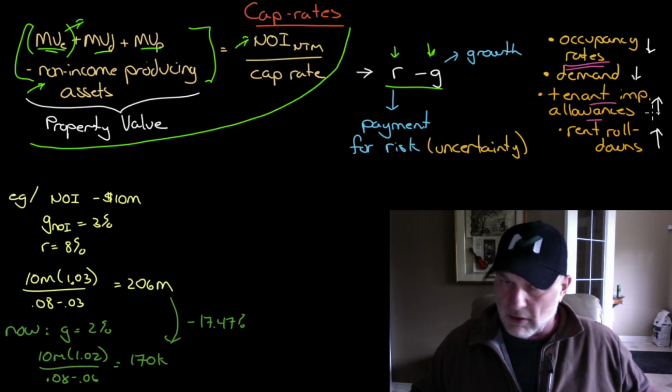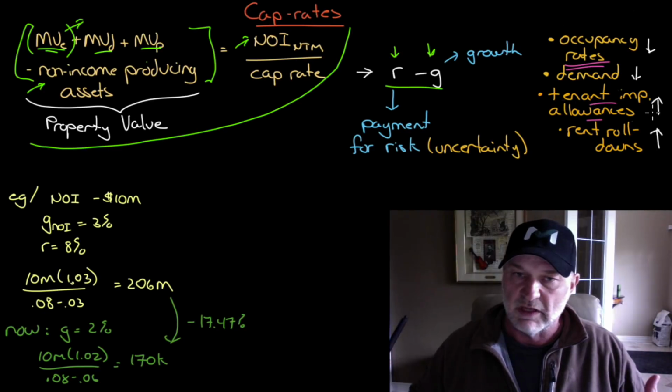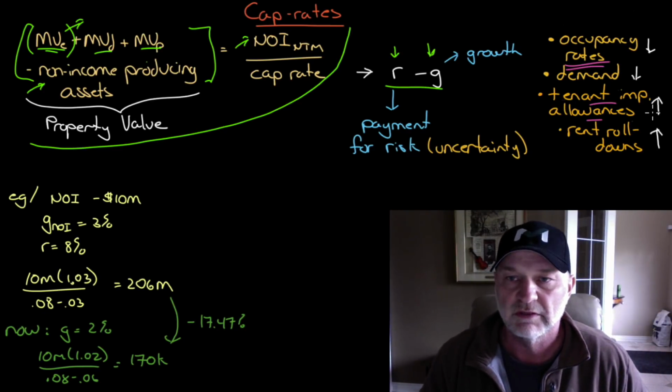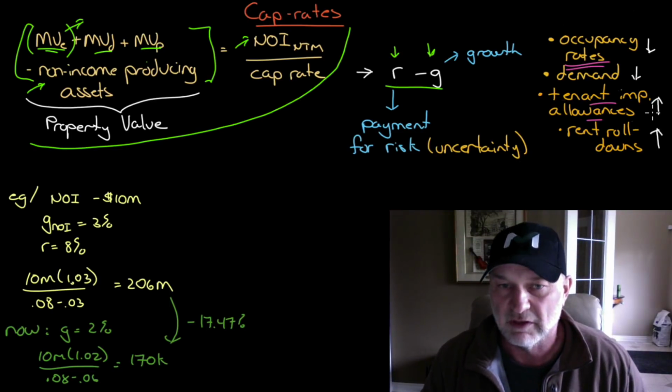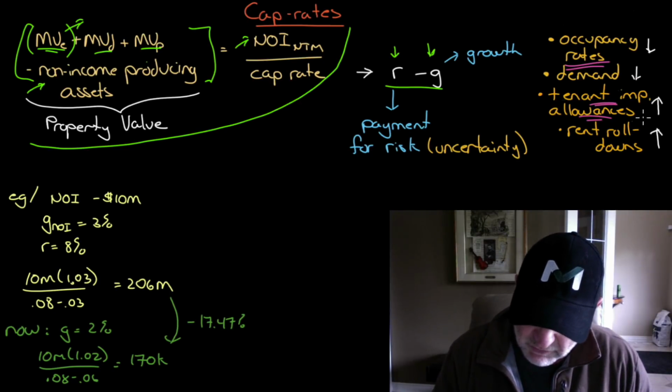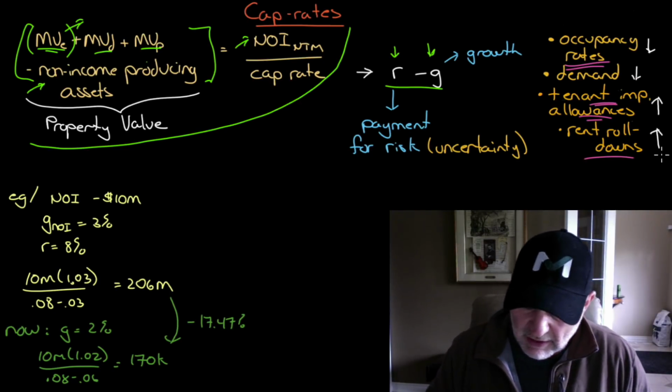Leasehold improvements are always the retailer's problem. In a tight retail market, you take what you can get and you do the leasehold improvements. Well, if it's a renter's market, you're going to pay for the leasehold improvements, or I'm going to get a rent abatement. So they're going to get more aggressive with tenant improvement allowances, and you're going to have rent roll downs.